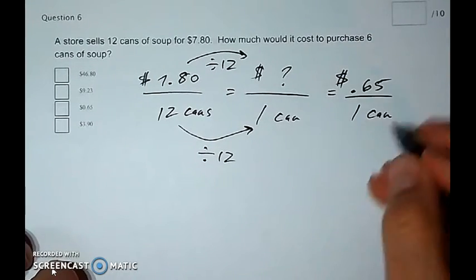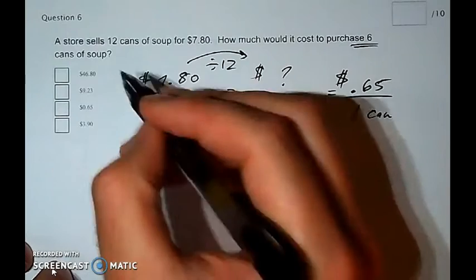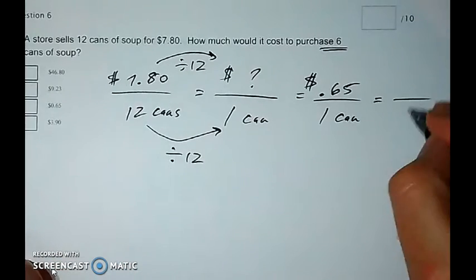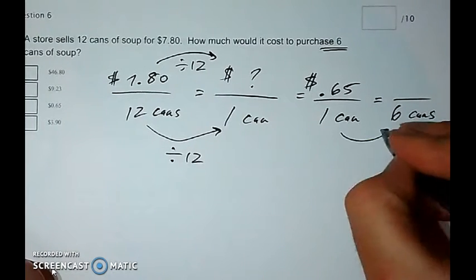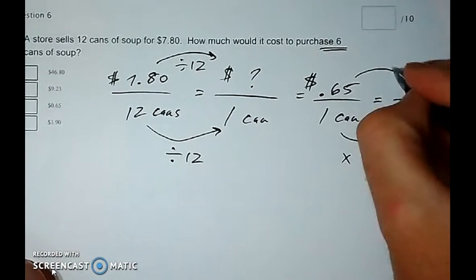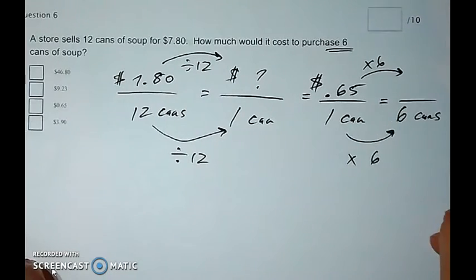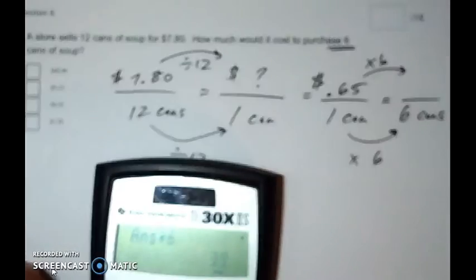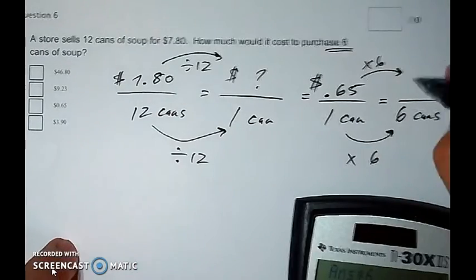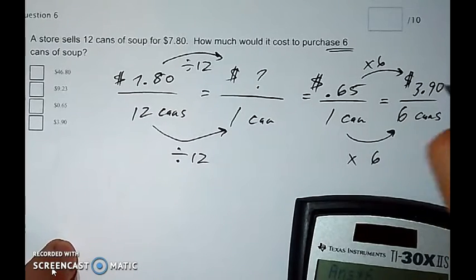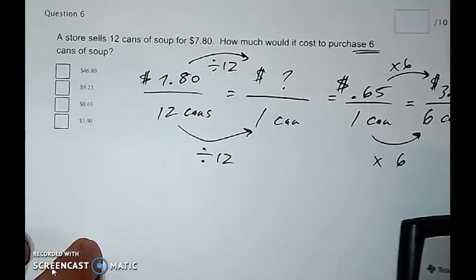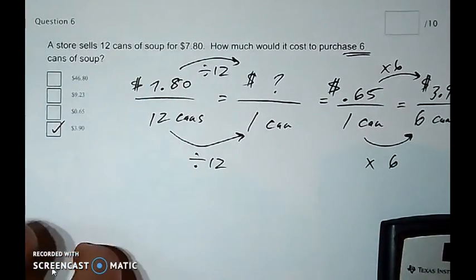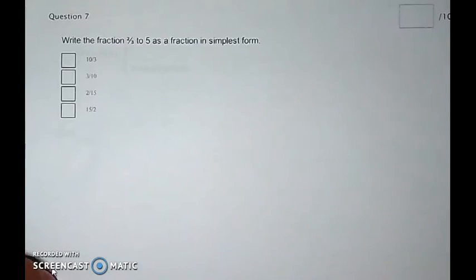But we don't want to know 1 can. We want to know how much is it going to cost for 6 cans. So as you probably know, we need to go ahead and multiply by 6 on the bottom and the top to find our final answer here. So 0.65 times 6, the cost of 6 cans is going to be 3.9. 3.9, since we're talking about money, is 3.90, which is $3.90. That's your final answer. Don't get tricked by the 0.65, right? That's the trick answer.